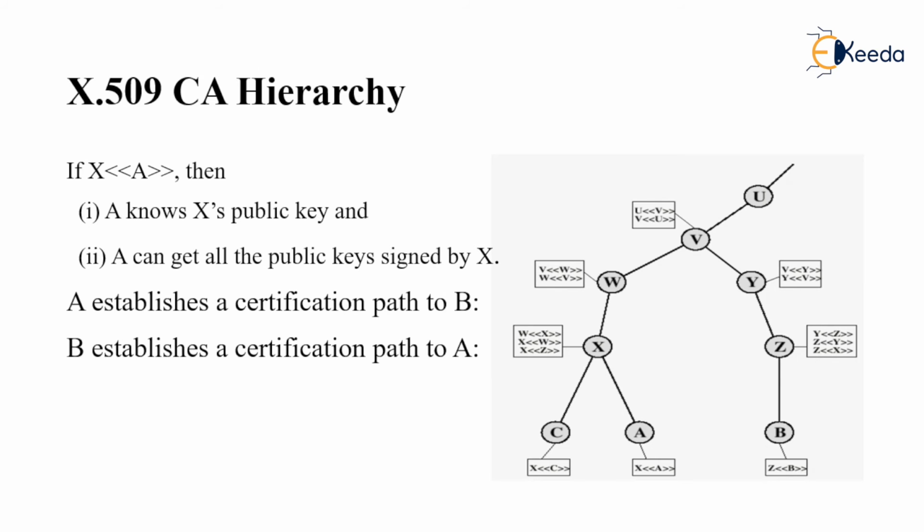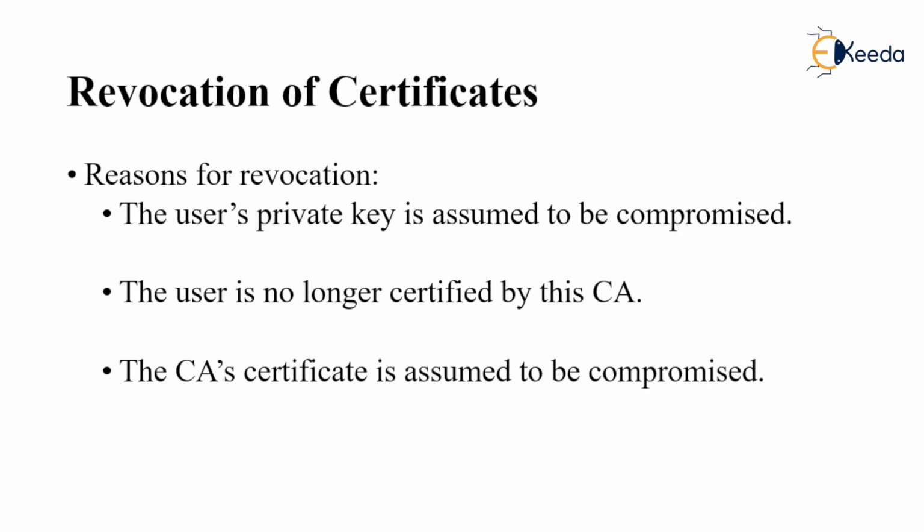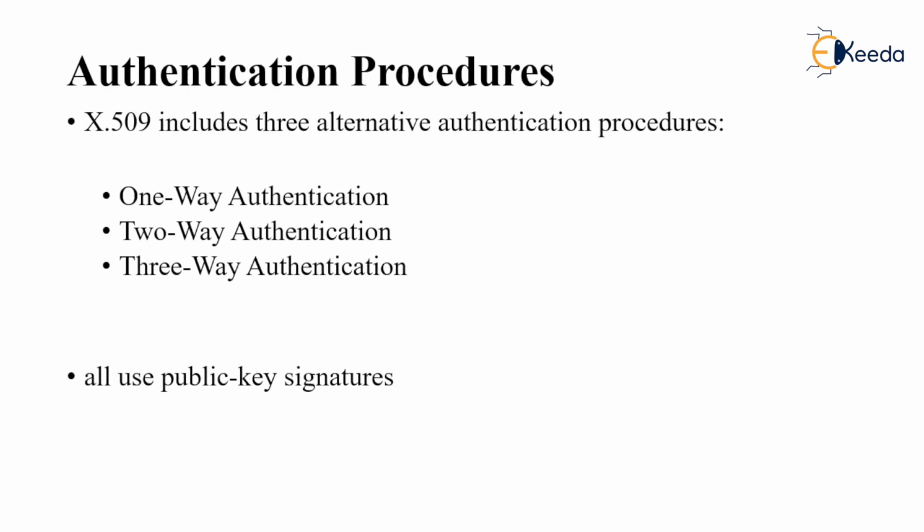This is what is being depicted in the figure: how the revocation of certificates takes place and why. The reasons are here. The user's private key is assumed to be compromised. The user is no longer certified by the CA, and the CA certificate is assumed to be compromised. If any of these reasons are there, then the revocation of certificates can happen.